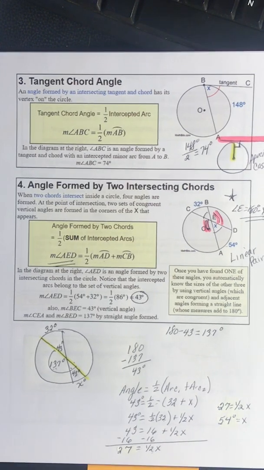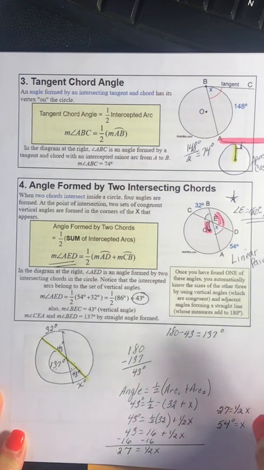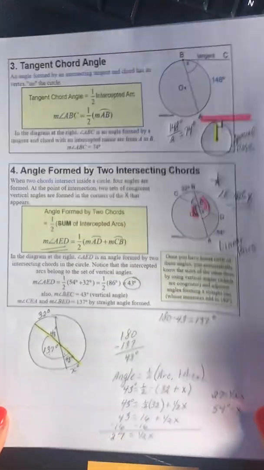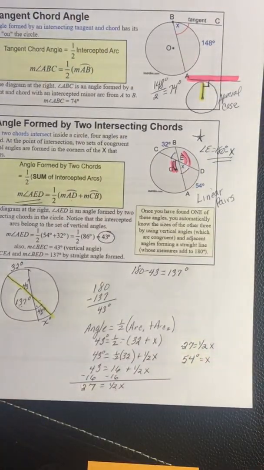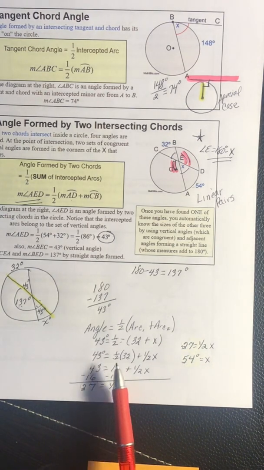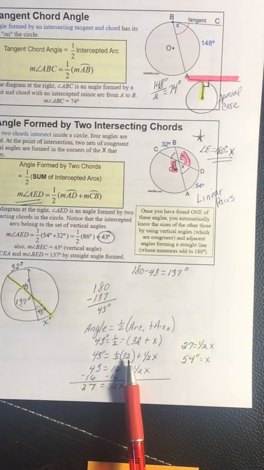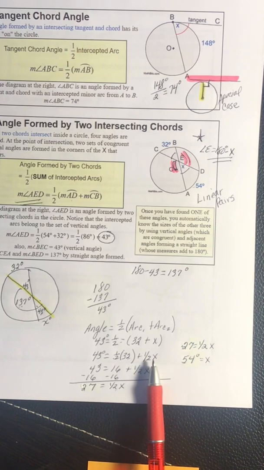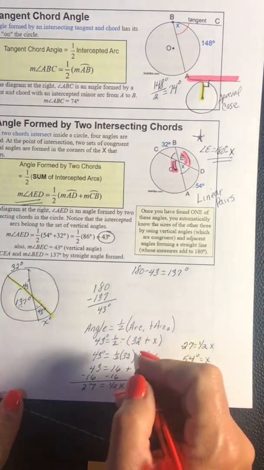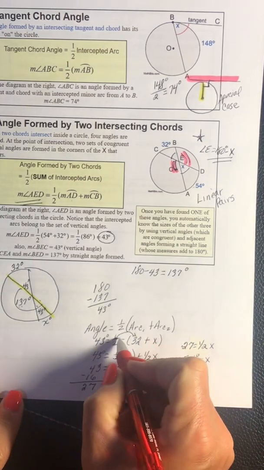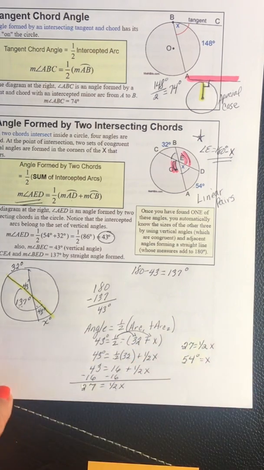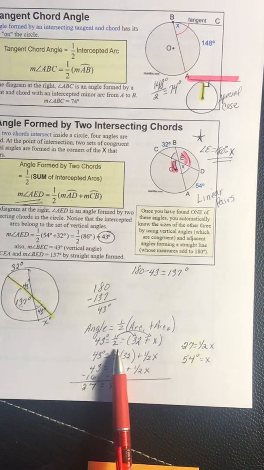Okay, where was I? Let me zoom this up a little bit so you can see it better. 43 degrees equals 1/2 of 32 plus 1/2 of x. All I did was distribute this 1/2 and the 1/2. Could I have multiplied both sides by 2 to get rid of it? Yes, but I'm just doing it this way to show you that we're literally taking 1/2 of each part.